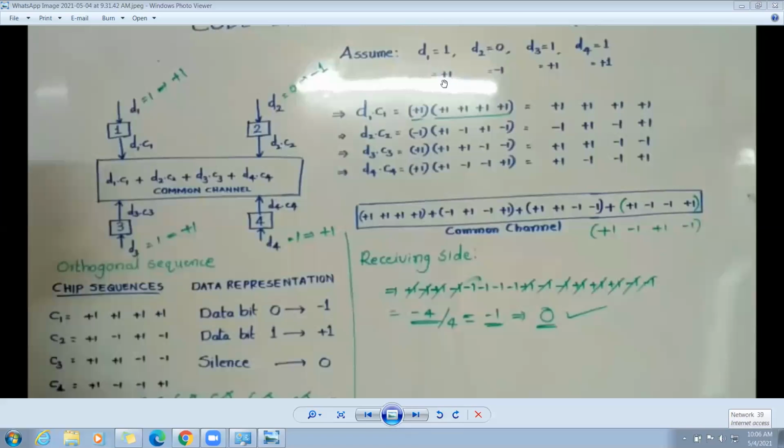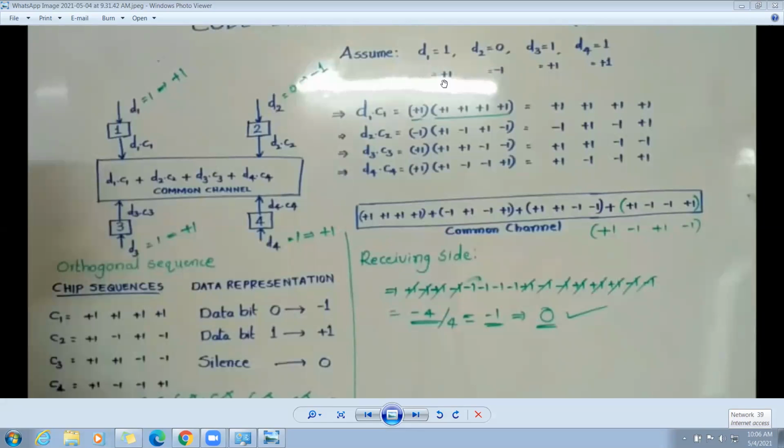Okay. Hope you understand. I am repeating once again about CDMA. Here in this example, 4 stations are transmitting the data. The data is D1, D2, D3, D4 respectively. The data is not sent alone. The data is sent along with the code. For D1 we are using code C1, for D2 C2, for D3 C3, for D4 it is C4.